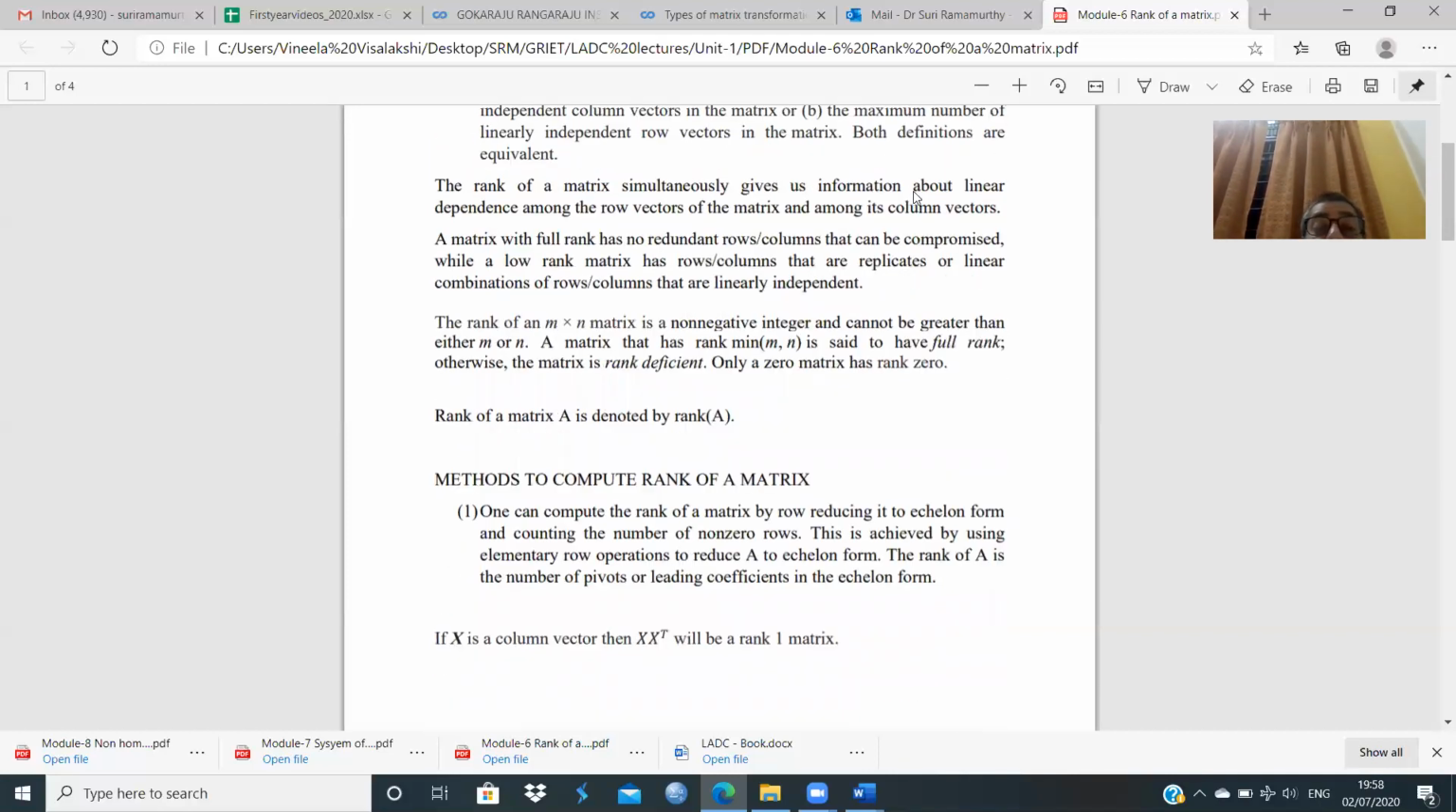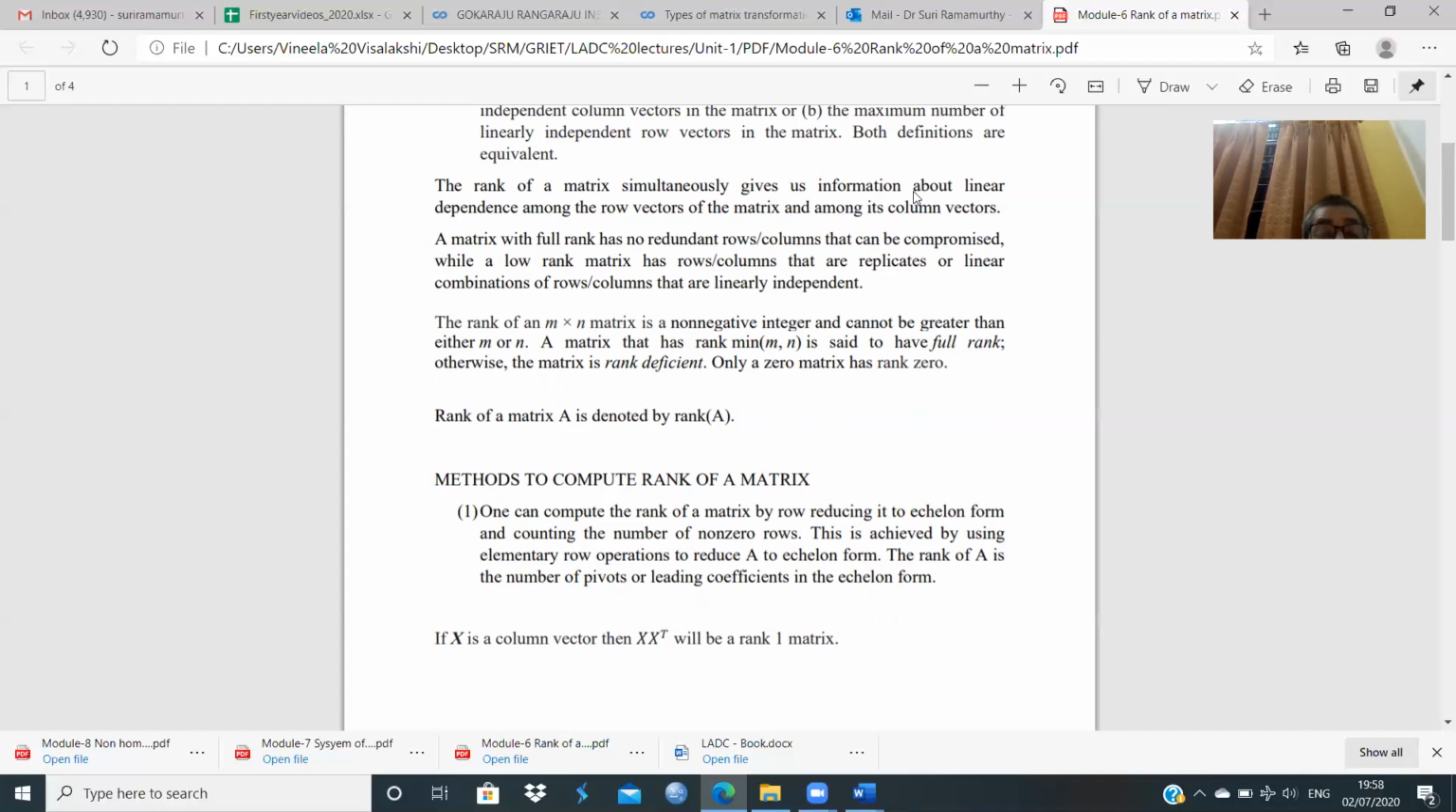The rank of an M-by-N matrix cannot exceed the minimum of the indices M or N. That is, if we have a 4 by 5 matrix, the rank cannot be more than 4. Similarly, when we have a 7 by 2 matrix, the rank cannot be more than 2. Only a 0 matrix or a null matrix will have rank 0.